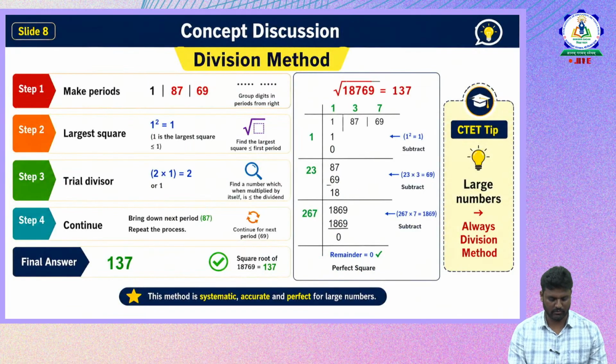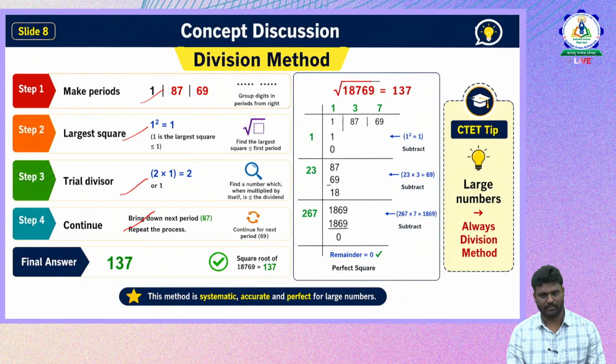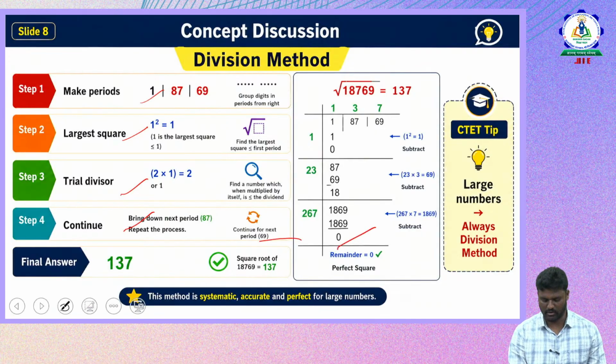First we make pairs, and we check the largest square, and we also see the divisor, and we see whether the number obtained is a perfect square or not. So, as we have done.